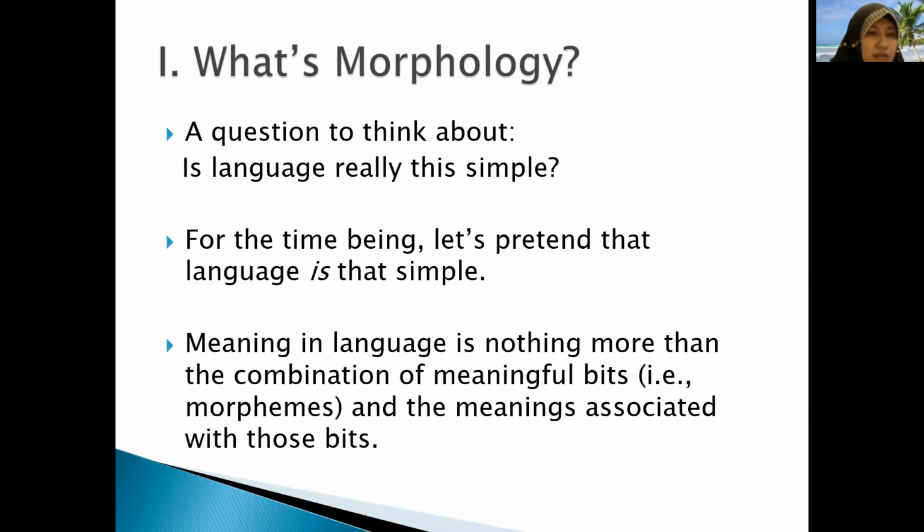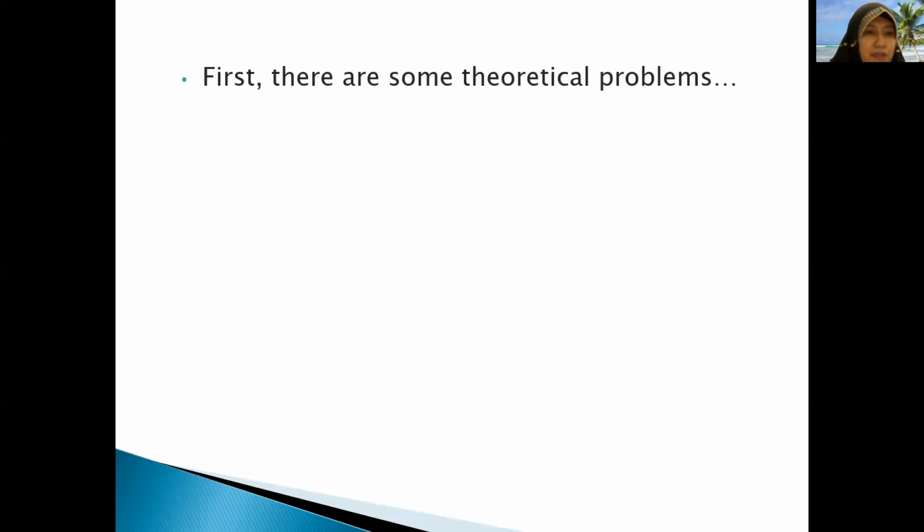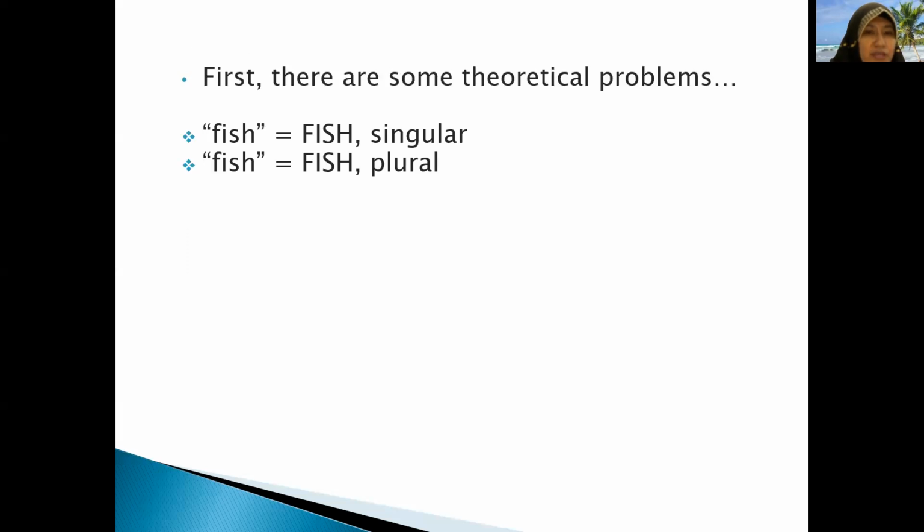A question to think about is, is language really this simple? For the time being, let's pretend that language is that simple. Meaning in language is nothing more than the combination of meaningful bits, for example morphemes, and the meanings associated with those bits. First, there are some theoretical problems.